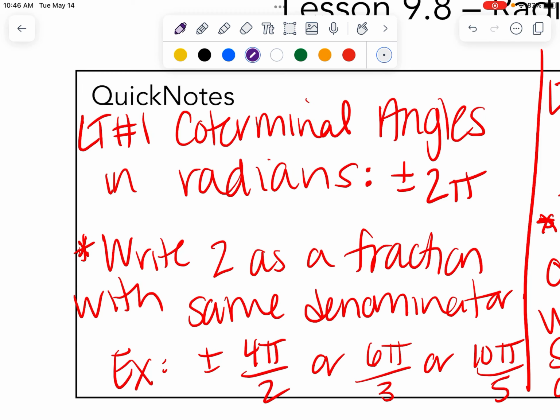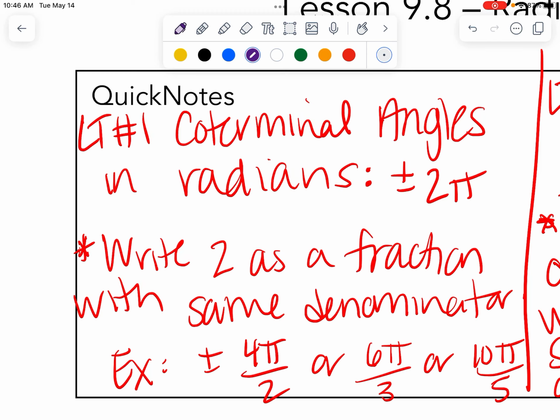And you want to write the 2 as a fraction with the same denominator. So maybe it's 4 pi over 2, or 6 pi over 3, or 10 pi over 5, depending on what your denominator is. You always want to do that. Okay? So that's the first thing with coterminal angles. Pause the video if you need some time. Otherwise, I'm going to go to the second learning target.